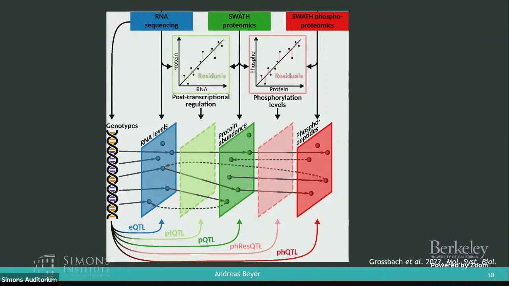We did this regression, and now we have 5 omics layers that we can map as molecular traits to the genome. We have the mRNA, we have the protein abundance, we have those residuals as an intermediate layer, we have the phosphopeptides, and again, the residuals as an intermediate layer.